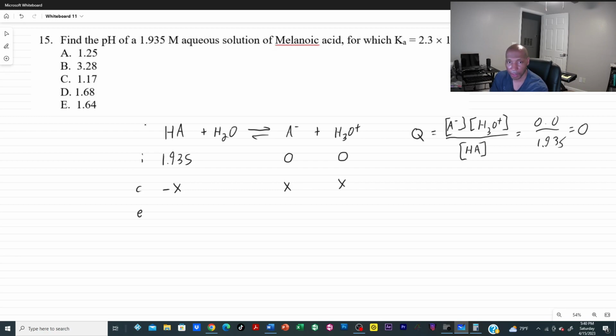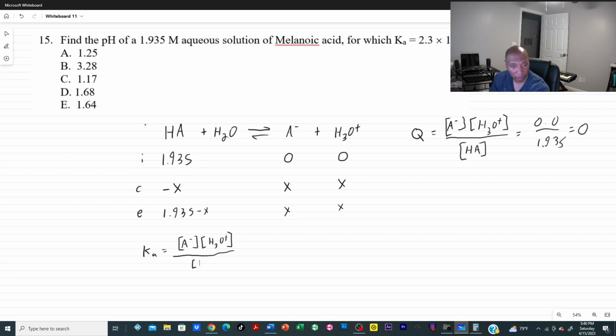I'm going to put an x right there and an x right there. Now remember, if Q had been greater than K, I would put the negatives on my product side and the positives on my reactant side. If I had a stoichiometric coefficient other than 1, let's say a 2 right here, I would put 2x right there, regardless of the value of Q. So it would be either 2x or negative 2x if the coefficient were 2. But it's 1, so I'm going to put x's right there. So at equilibrium, I'm going to have 1.935 minus x, x, and x.